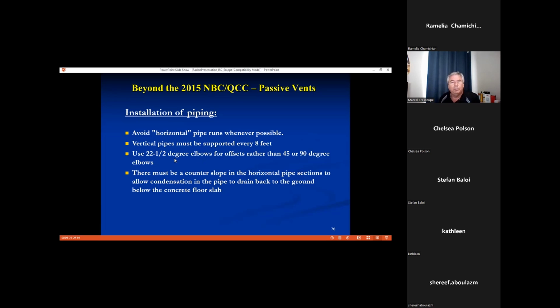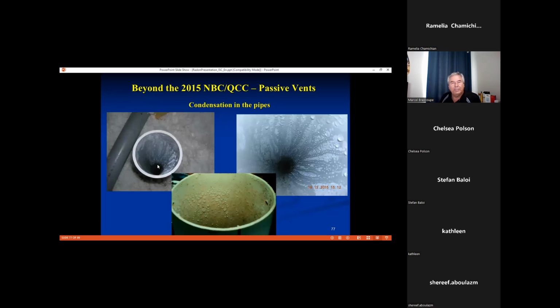Use as much as possible only 22.5-degree elbows for offsets rather than a 45 or 90. Always have a counter slope to allow the condensation that's going to occur in the pipe to return to the source, which is the crushed stone layer at that point. So here you can see an example of how much condensation we see in our pipes. There's a lot of water running back in our pipes.